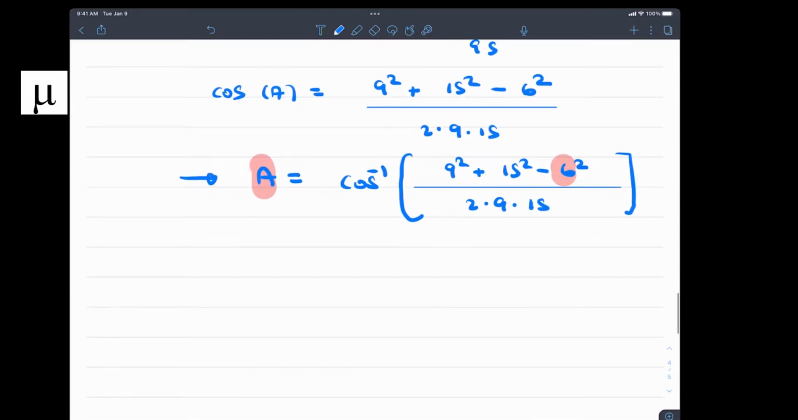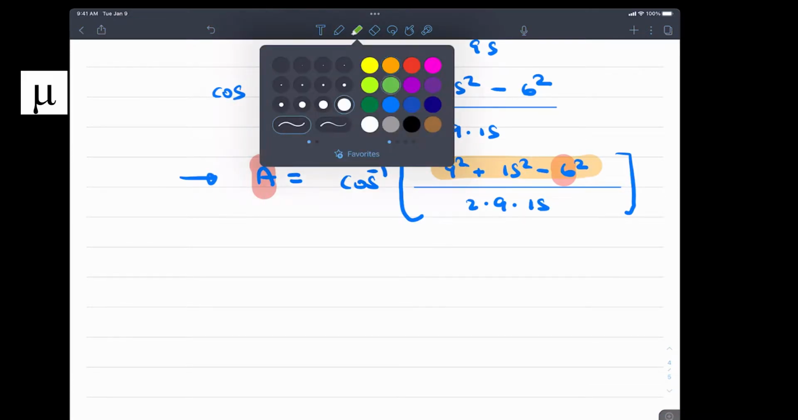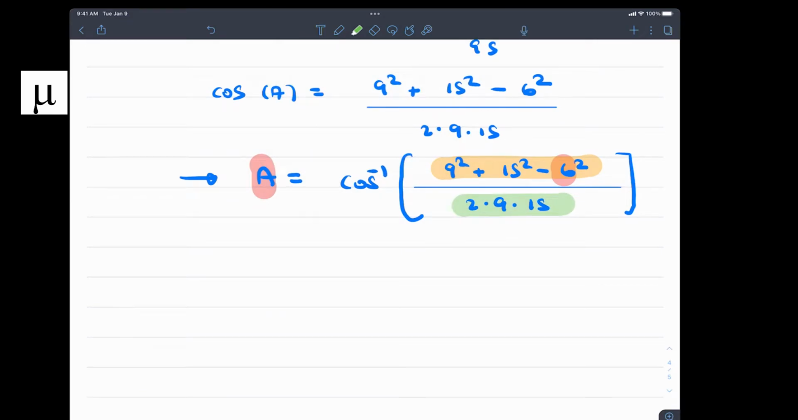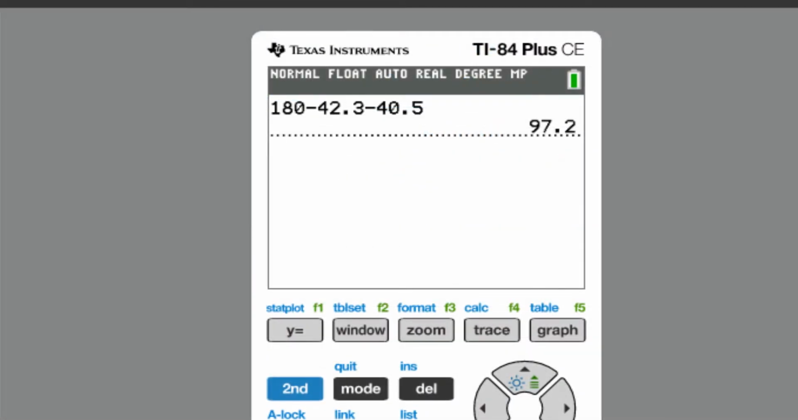Okay, let's go to the TI. Remember, this is going to be in my numerator, and then this is going to be in my what? Denominator, okay? So let's try that out. Remember, hit inverse cosine, because this is an inverse cosine. There's the inverse cosine key. You might not have seen that.